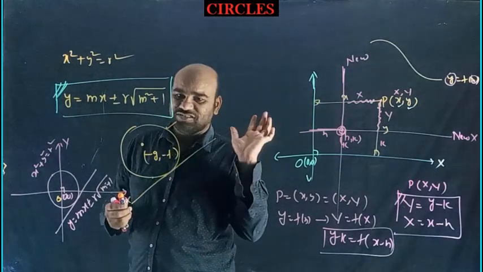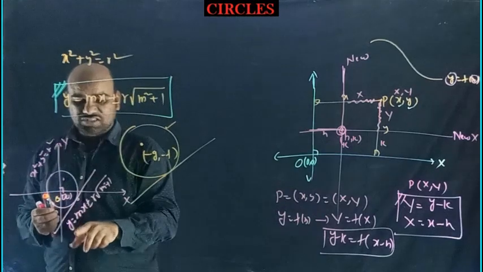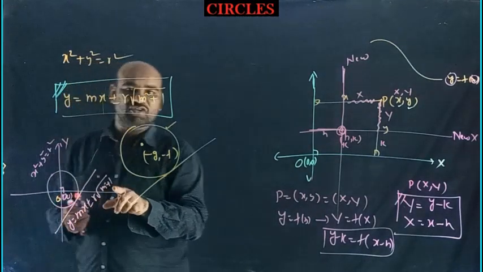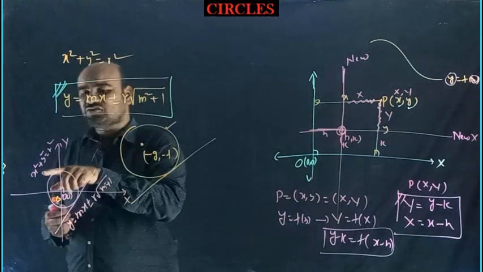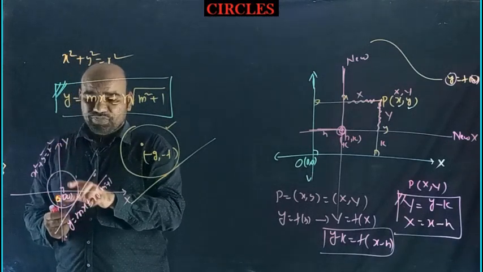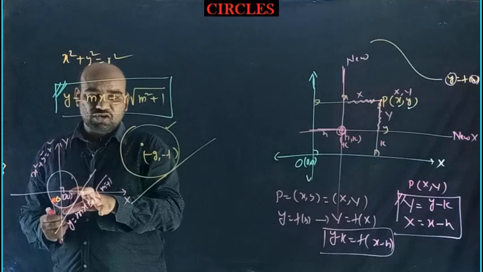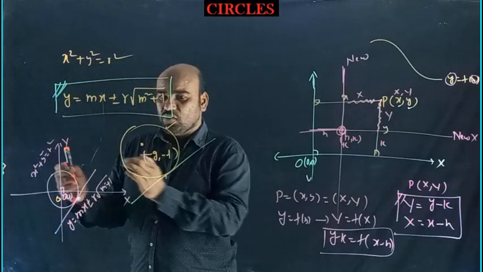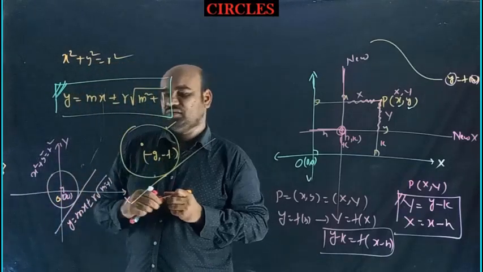The old tangent equation is y equals mx plus or minus r times root over m squared plus 1 only. The old circle equation is x squared plus y squared equals r squared only. But here what happened is the origin is shifted from (0, 0) to (minus g, minus f). The total system is shifted.